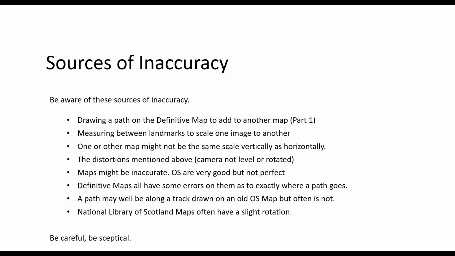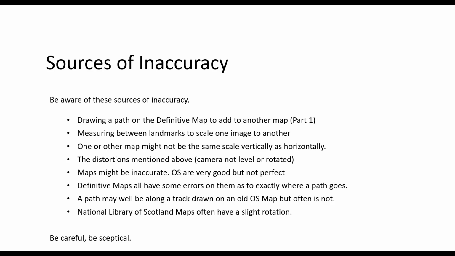Definitive maps all have some errors on them as to exactly where a path goes. This might come as a bit of a surprise, but it's perhaps not a surprise when you think how big a job it was creating these definitive maps. So quite often when you look at it in detail and you know about it, you realise that a path's been drawn to go down the wrong side of a field boundary, for example.